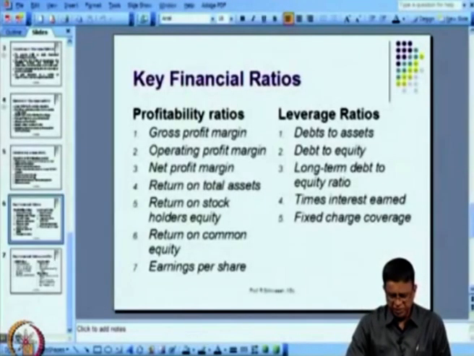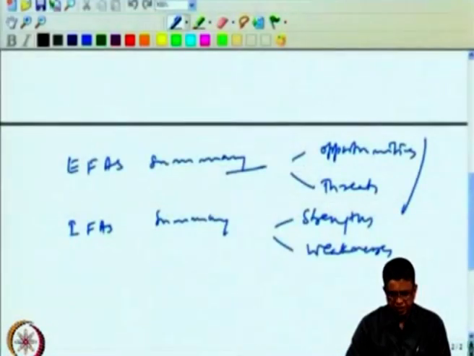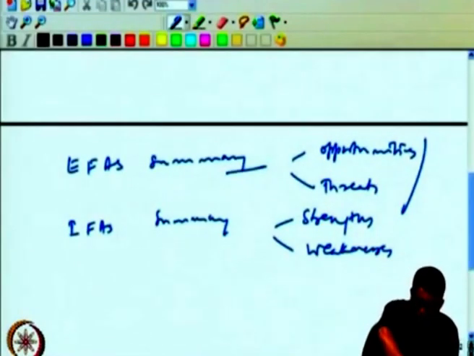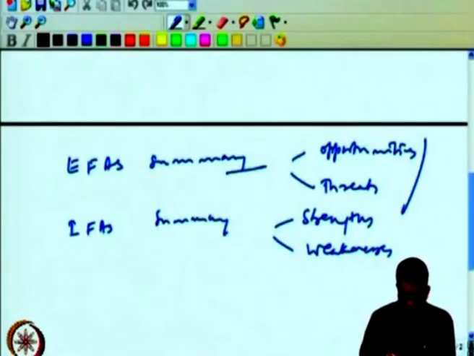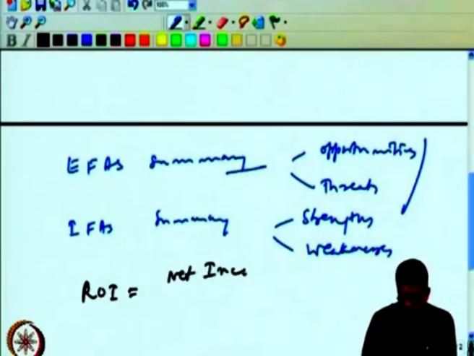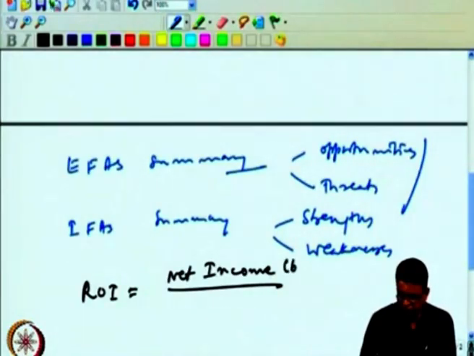The return on investment is calculated using this formula. ROI is equal to net income, before taxes, divided by total assets.